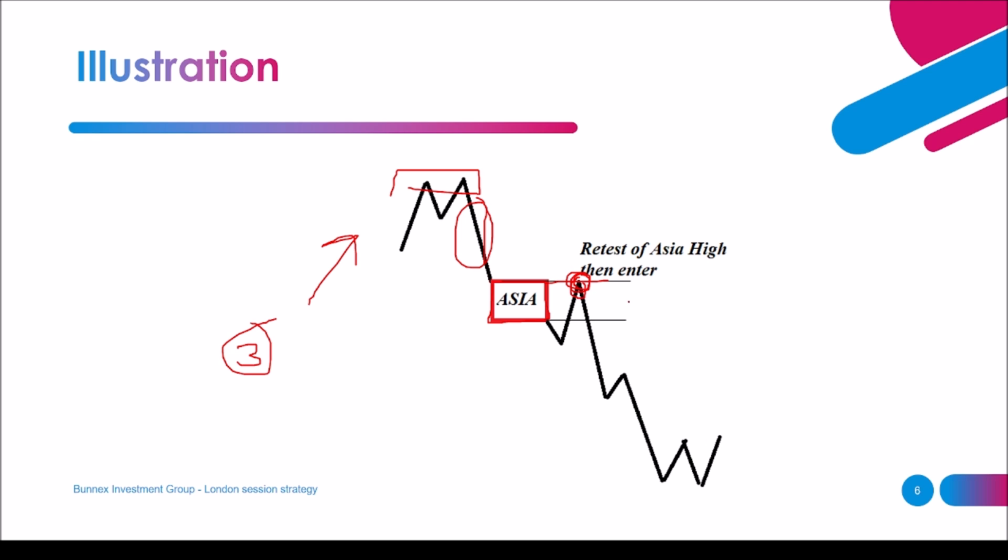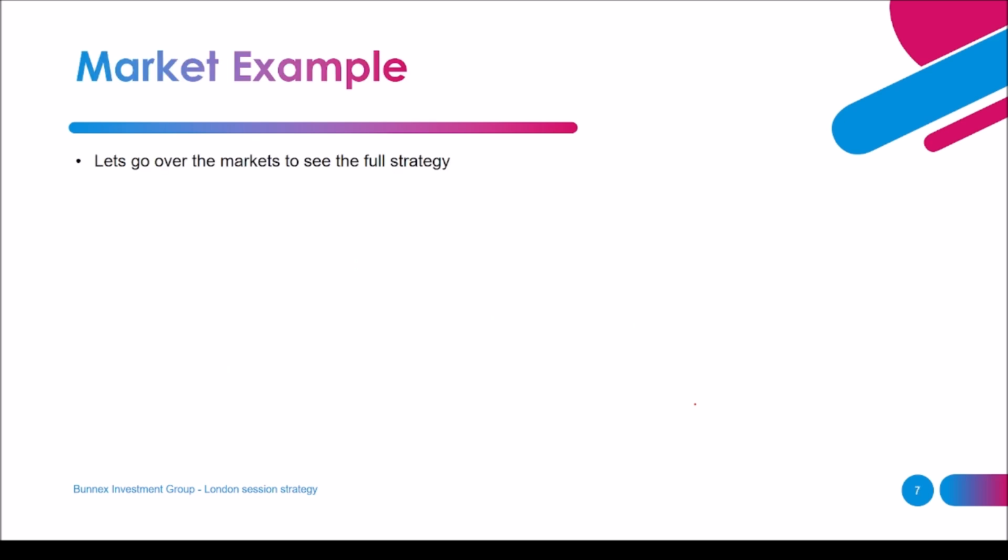And after looking for that, this is your possible holding period up to level 3, depending on the cycle of the higher time frame. You need to be aware to get out of the market before they reset or reverse. So you need to know your levels count. So let's go over the markets to see the full strategy.